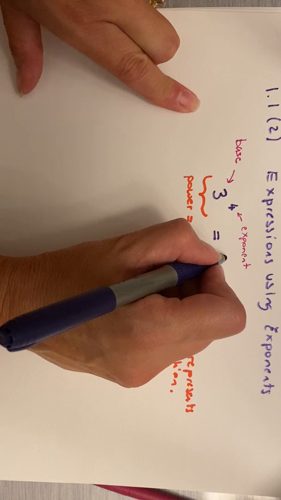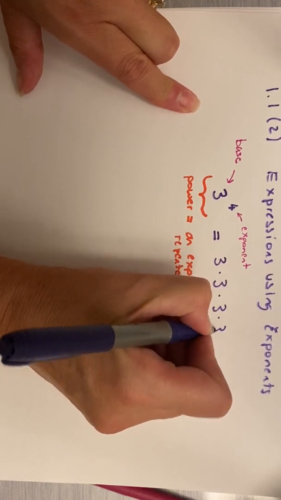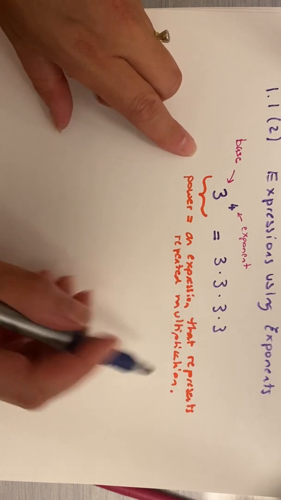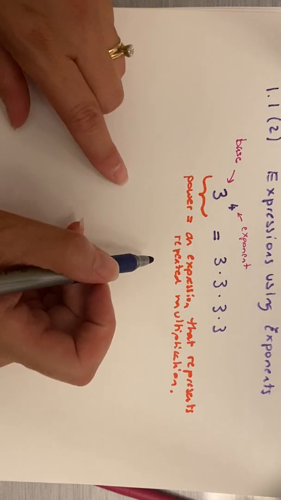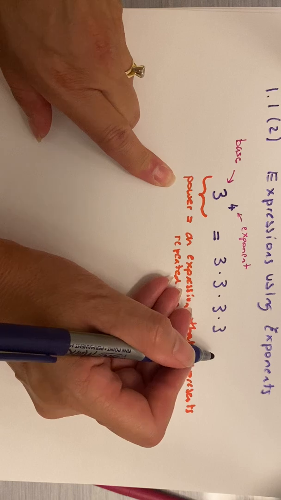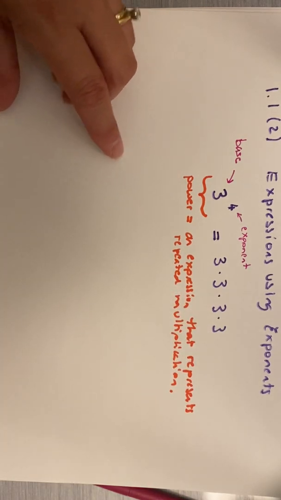3 to the 4th means 3 times 3 times 3 times 3. Okay, 3 multiplied by itself 4 times. It's not 3 times 4, and I'm sure you probably remember that. It's 3 to the 4th power. 3 times 3 times 3 times 3, right? Which is going to be, you probably can do this in your head, 81.